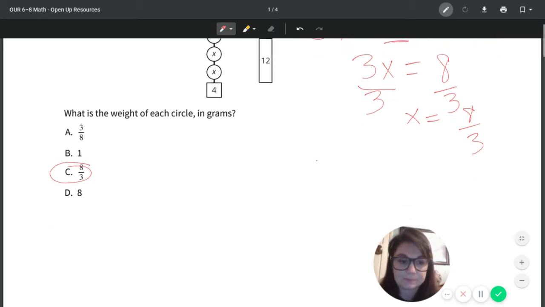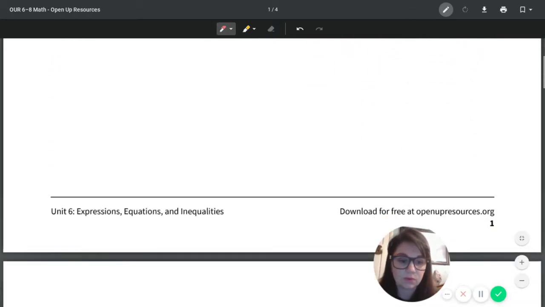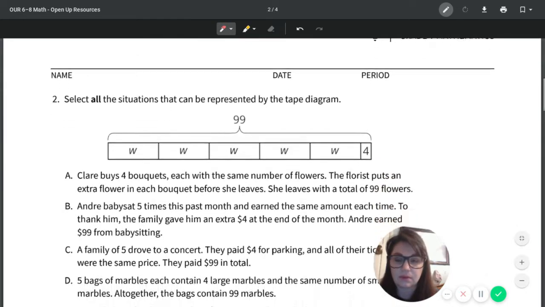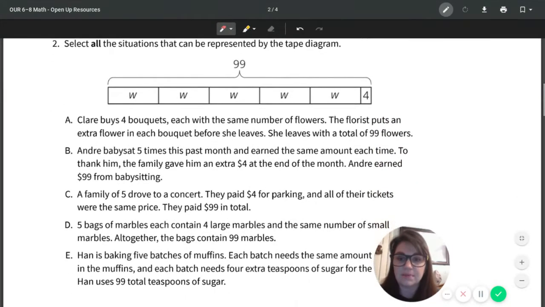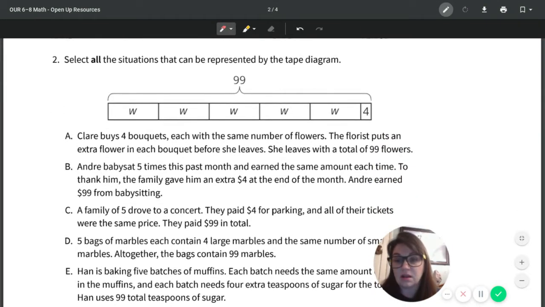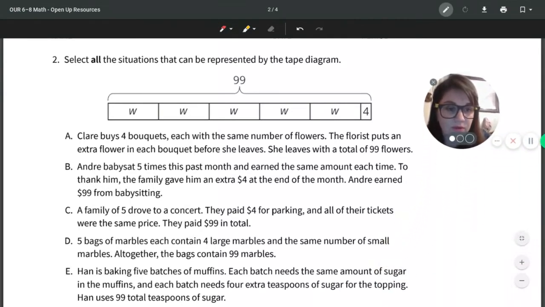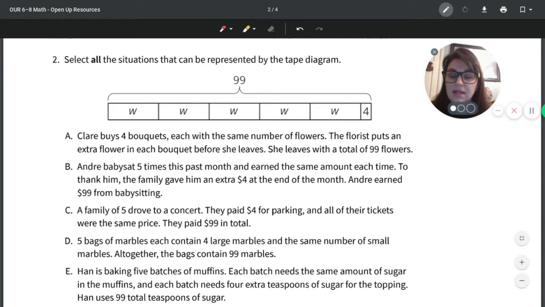Okay. And we'll scroll down. Oh boy. The next one is a tape diagram. And this is a long one. So it says, let me move me out of the way again. I'll move over here. Okay. It says select all the situations that can be represented by the tape diagram.